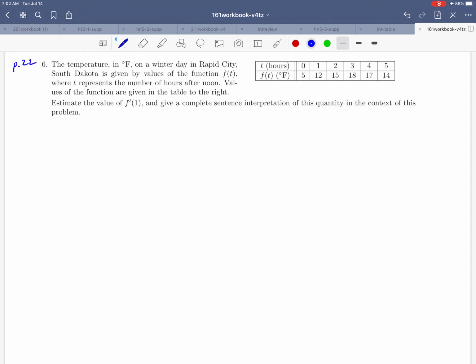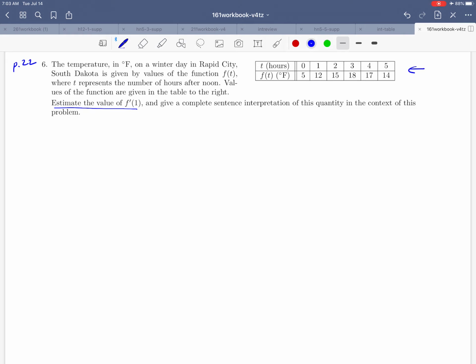Let's take a minute to read this question together. The temperature in degrees Fahrenheit on a winter day in Rapid City, South Dakota is given by values of the function f of t, where t represents number of hours after noon. Values of the function are given in the table to the right. So this is a table that's telling us the temperature at various times. Now here's what they'd like us to do. We want to estimate the value of f prime of 1 and then to give an interpretation of that number.